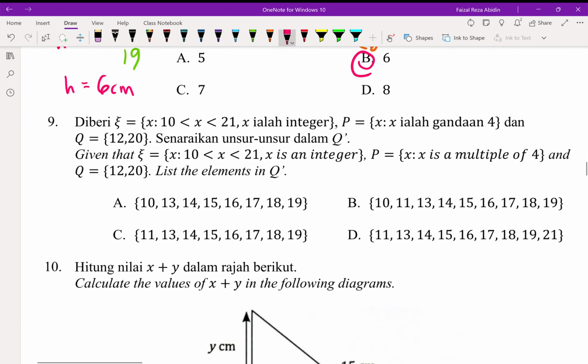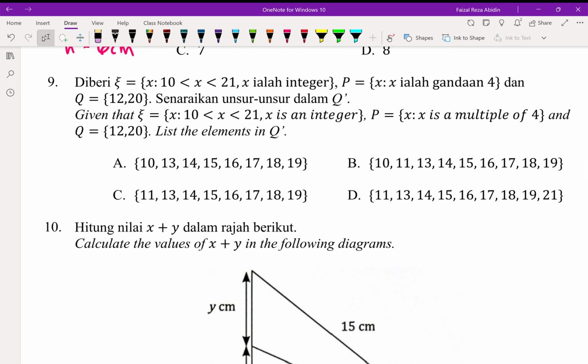Okay, number 9. Easiest question. Wow. Okay, given that, what does this call? Yes, universal set. Means that our number here must be more than 10, isn't it? It says over here more than 10 and less than 20, so it cannot be equal to 10.